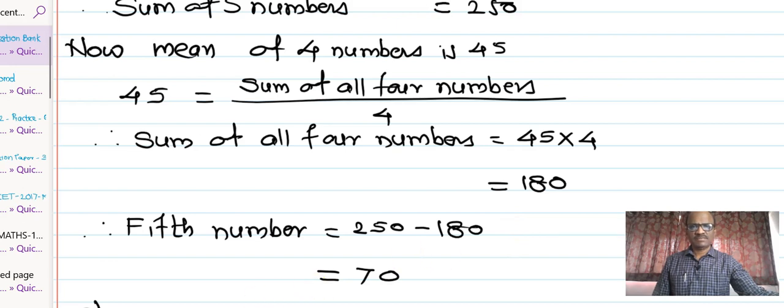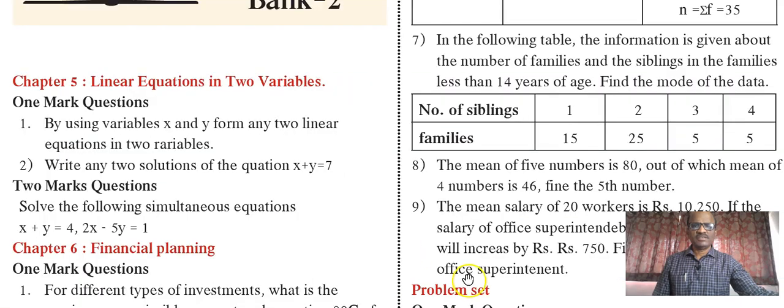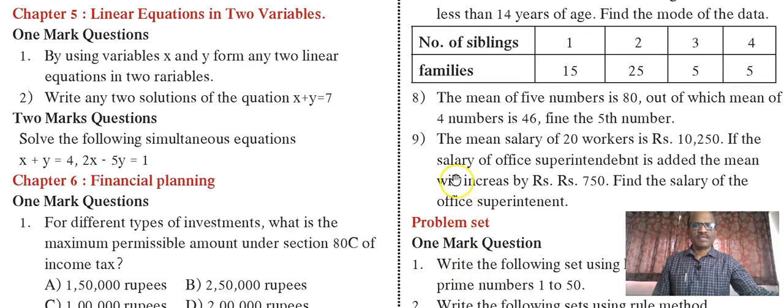Now next question. The mean salary of 20 workers is rupees 10,250. If the salary of the superintendent is added, the mean will increase by rupees 750. Find the salary of the superintendent. I will solve this.